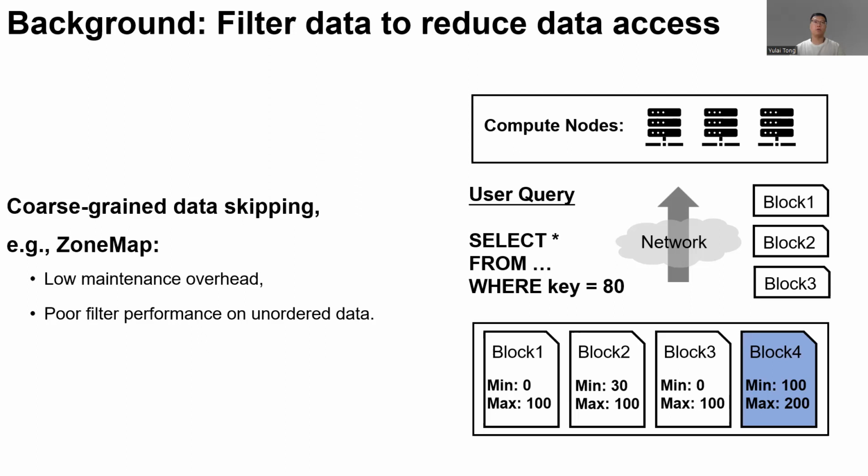Although zone maps are very cost-effective, their filter performance is highly dependent on the data layout. For unordered attributes, which are common in cloud databases, zone maps may produce a large amount of irrelevant data reads, which we call false positives.